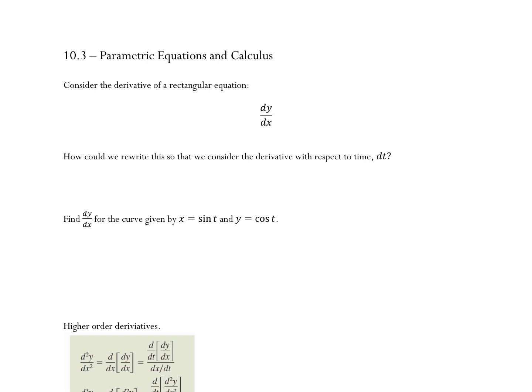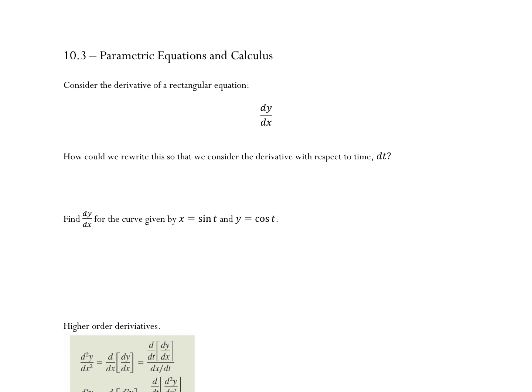The poetry slam put a wrinkle into how I was planning on getting you the content for 10.3, using calculus with parametric equations. Essentially, when we have a set of parametric equations like this, how do we find the derivative dy/dx when what we have are equations written in terms of t?